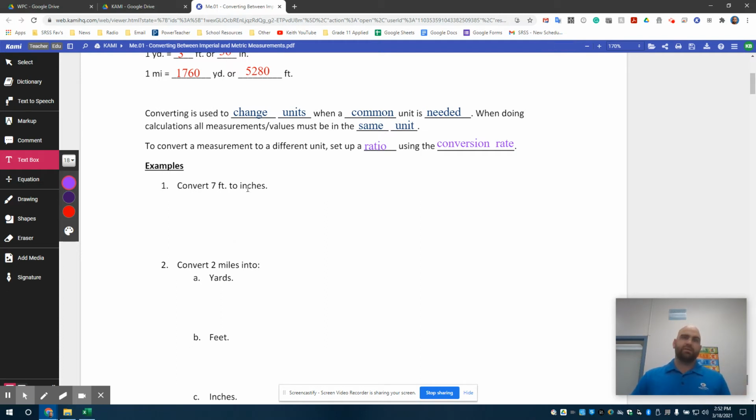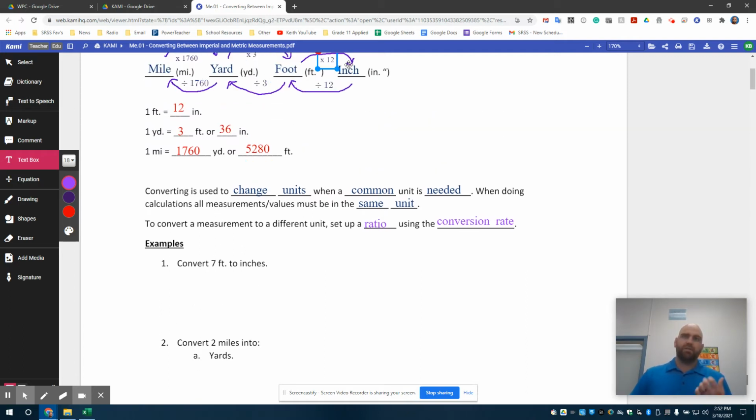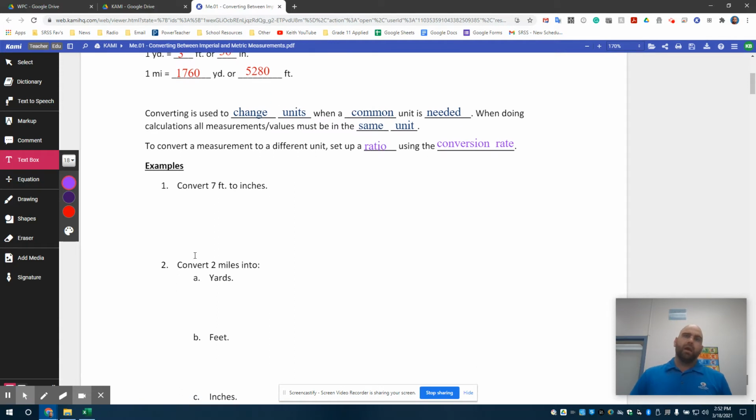Let's convert 7 feet into inches. Well, many of you understand that all you do is you multiply by 12, right? So when we go from feet to inches, we multiply by 12. I want to show you how to use a ratio, which will work for us every time. Sometimes it'll be a little bit more, other times it will be a little bit simpler, depending on how complex our conversion is going to be.